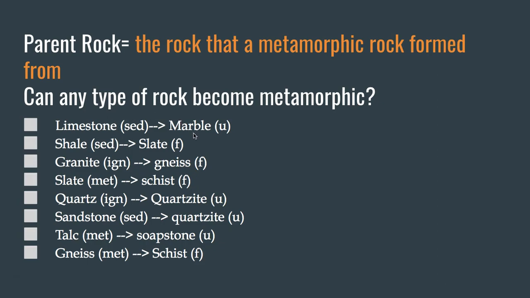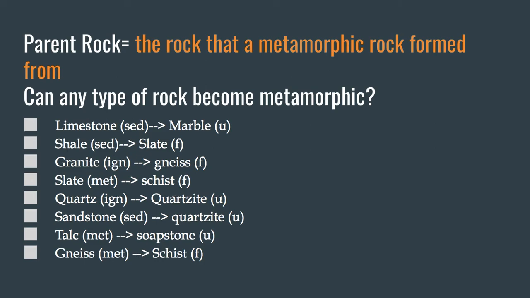So limestone and shale are both sedimentary. Limestone, when exposed to heat and pressure, becomes marble. Shale, when exposed to heat and pressure, becomes slate. Okay, so sedimentary rocks can become metamorphic. Can igneous rocks become metamorphic? The answer is yes, because we have granite and quartz. Both of those are igneous. Granite becomes gneiss. Quartz becomes quartzite. Okay, that's cool.